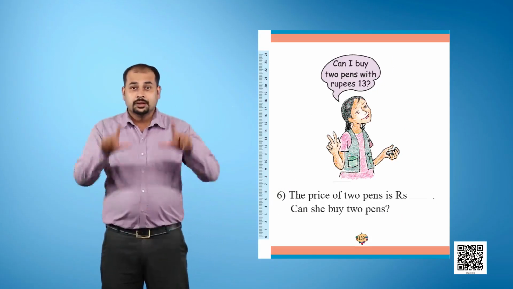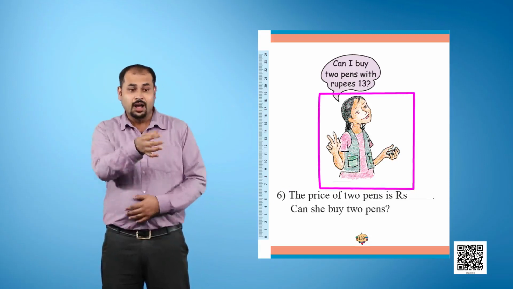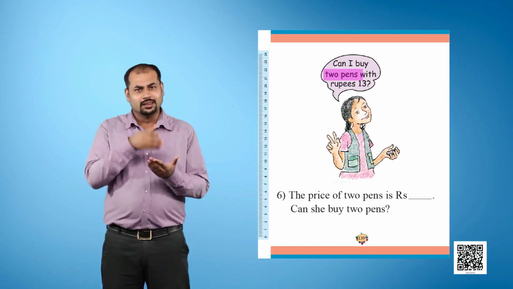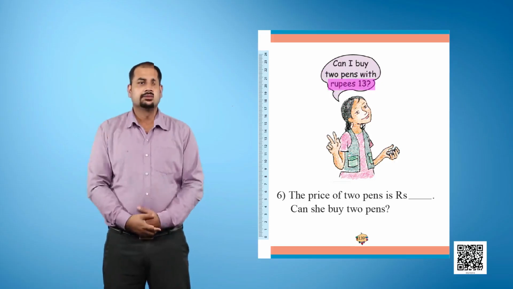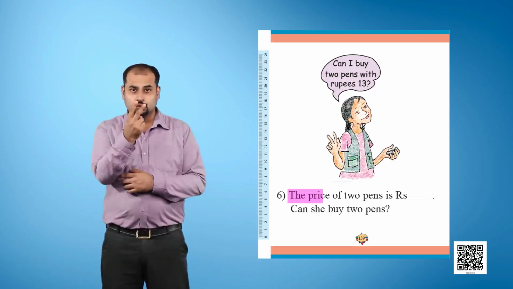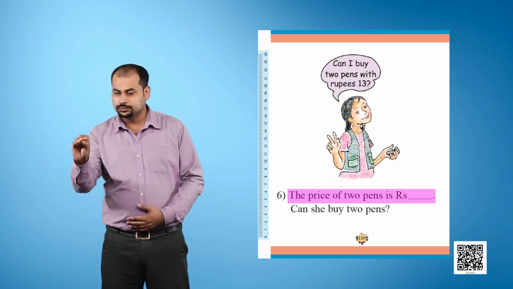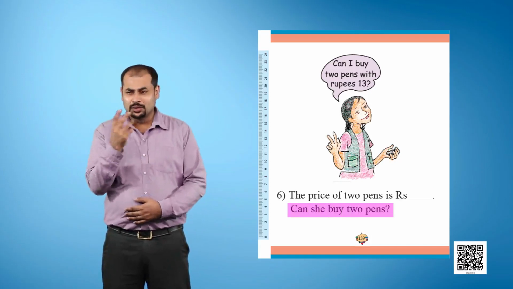6. There's a picture of a girl on the bottom left side of the page who is asking us, can I buy 2 pens with rupees 13? 6. The price of 2 pens is rupees dash. Can she buy 2 pens?